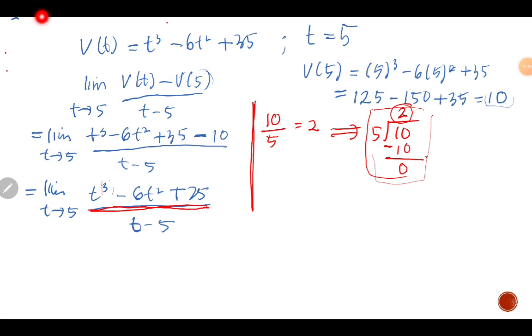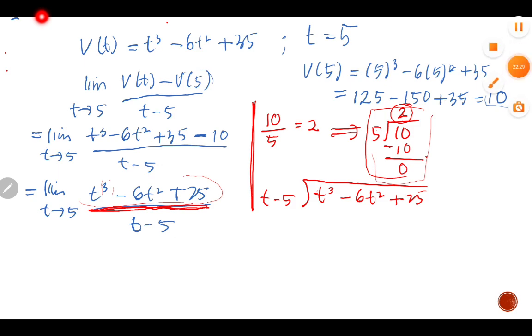So now to solve this, we are able to solve it another way, yes, but it's a bit complicated. So we're going to use this old school method. The t cube minus 6t square plus 25 will be placed inside, and we will divide it by t minus 5.